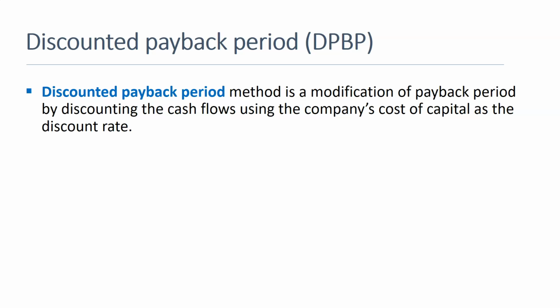Let's have a look at the discounted payback period technique, which allows us to address some of these limitations. Discounted payback period method is a modification of payback by discounting the cash flows using the company's cost of capital as the discount rate. In other words, the future cash flows are discounted prior to calculating the payback period. With this method, the discounted cash flows are added together to calculate the payback period, which allows us to take into account the time value of money, the timing of different cash flows.